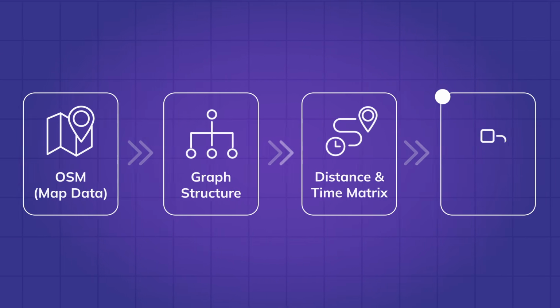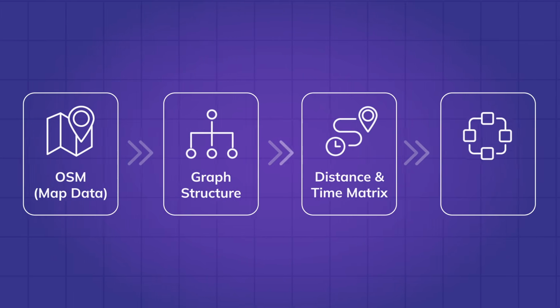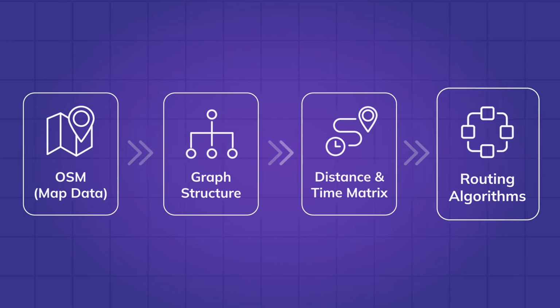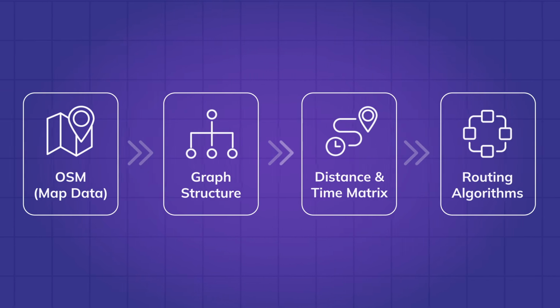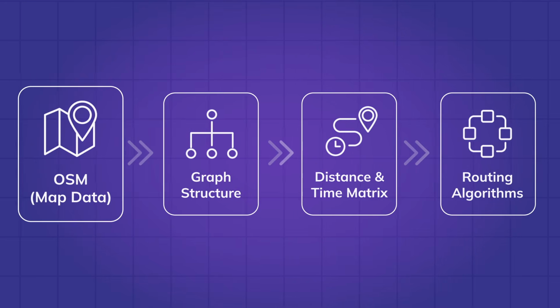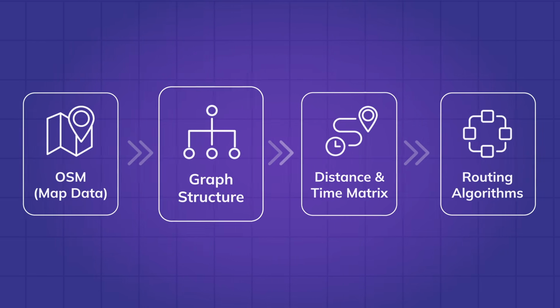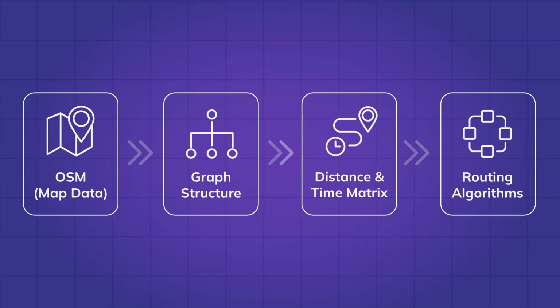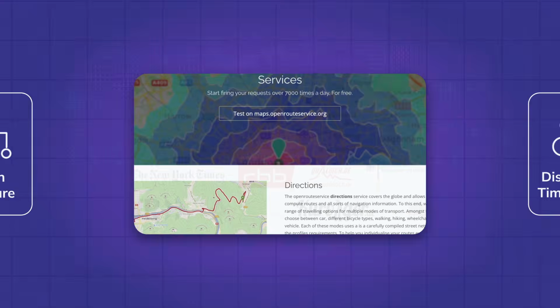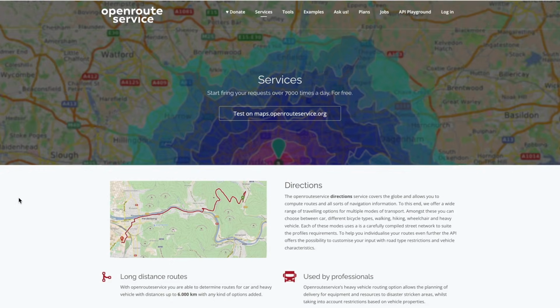For more complex use cases involving multiple locations, ORS can generate a distance or time matrix and apply basic heuristics to produce an optimized route. However, it is important to note that its optimization capabilities are relatively limited compared to dedicated solvers. All of this functionality is exposed through APIs, allowing developers to either use a hosted service or deploy ORS on their own infrastructure. OpenRouteService stands out in several areas.